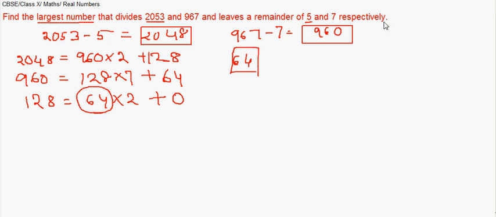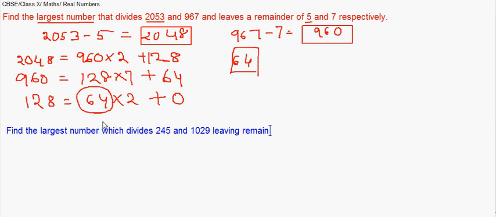Okay, I can give you one question for your practice. Maybe you can try this by yourself. I write it down for you and then I take another question. Find the largest number which divides 245 and 1029 leaving remainder 5 in each case.